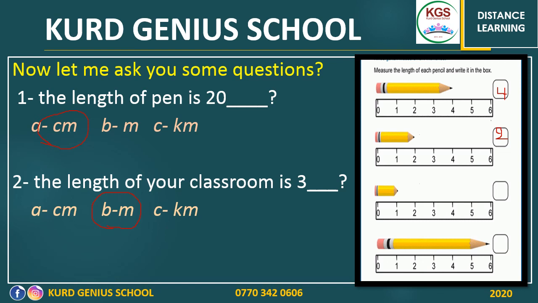The third one, again we started from the 0 mark and the last edge of the pencil is 1, so it is 1 centimeter. The last one starts from the 0 point and reaches the last point of the ruler, which is 6, so it is 6 centimeter. This is how we measure length by using ruler.